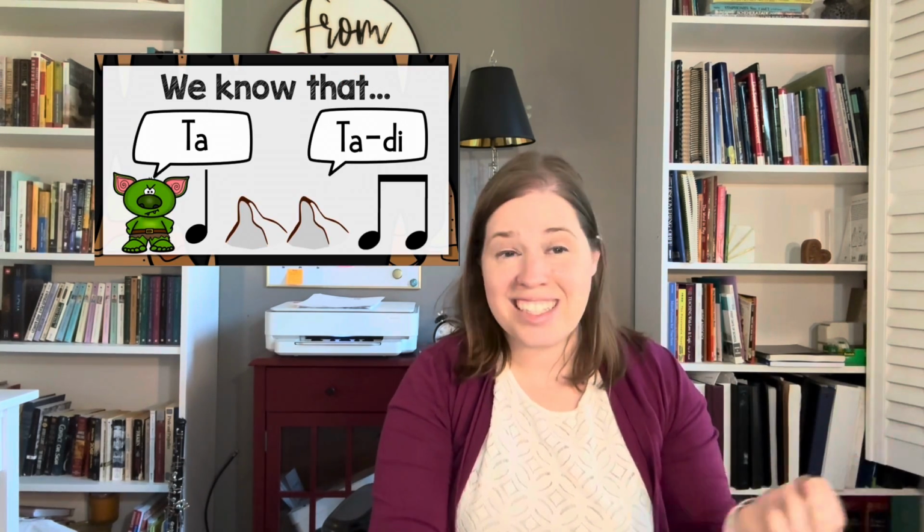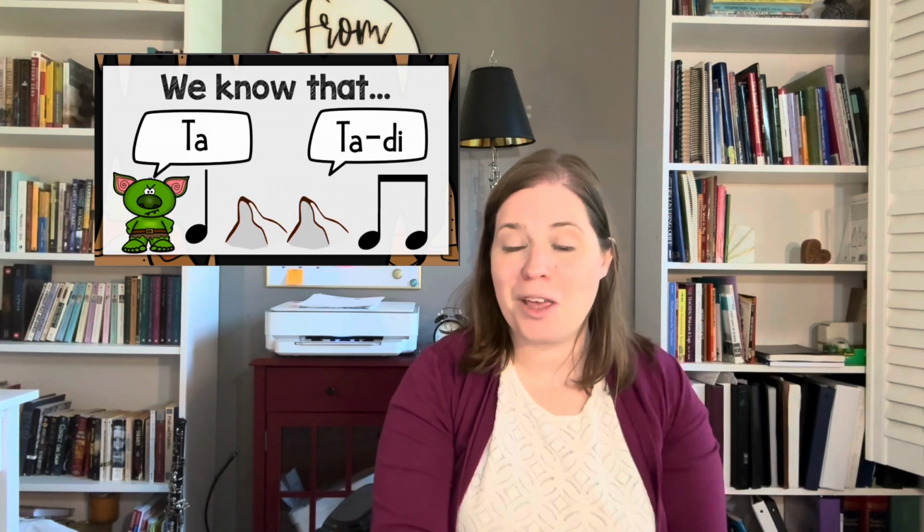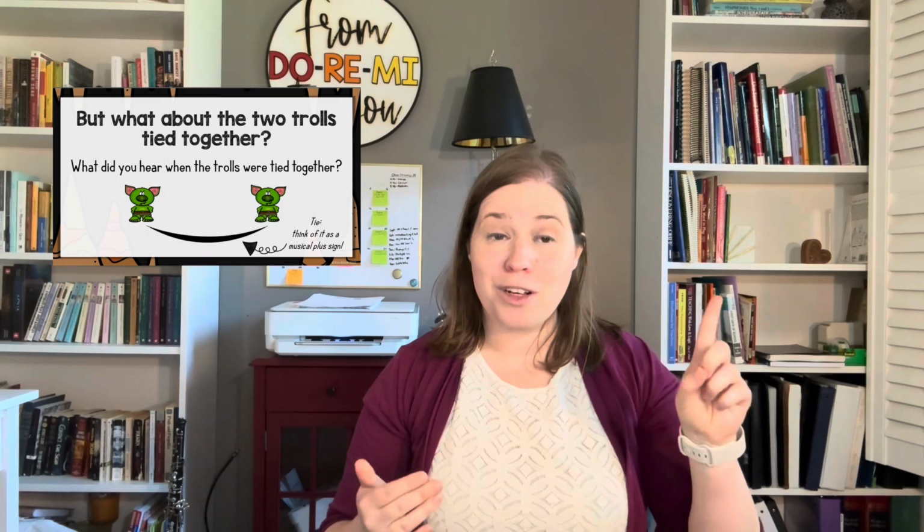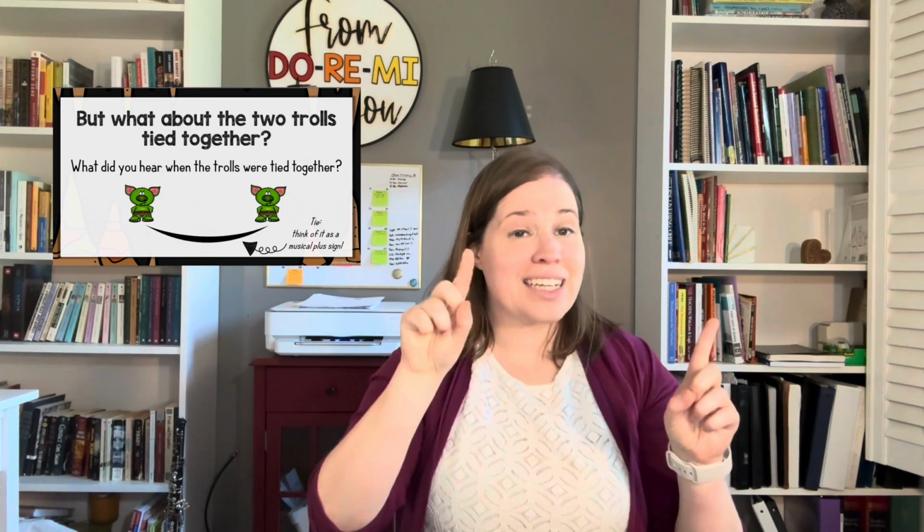So once we've figured out the iconic notation referring to the number of syllables, then I'm going to transfer it to rhythm with our ta and ti-ti, or ta, tt, do, day, whatever system that you use. But when we get to the trills at the end that are tied together, I tell my students that ties are like a musical plus sign. If I have one trill and one trill tied together, 1 + 1 is 2. So our last sound is one sound that lasts 2 full beats, or a half note.